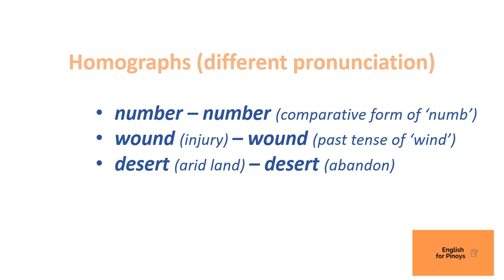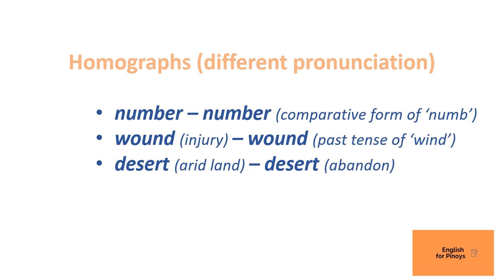Here's another set. You have number. You know what numbers are, of course. 1, 2, 3, 4, 5. And then you have number, silent B. That's the comparative form of the adjective numb, silent B. So you have numb, number, numbest versus number. Okay. Next is wound. Of course, you know what a wound is. That's an injury. But as a past tense of wind, that's wound. Okay, so that's wound versus wound.